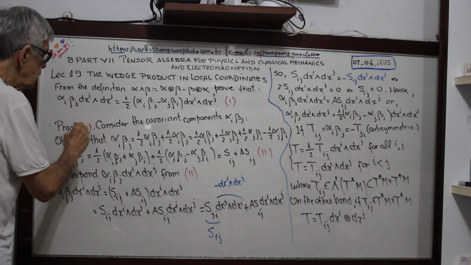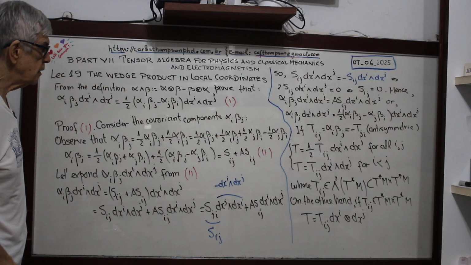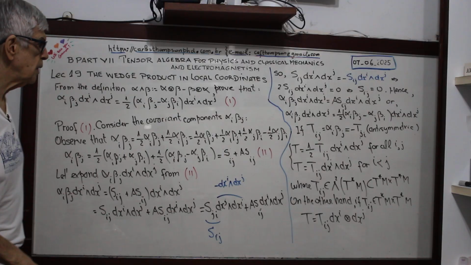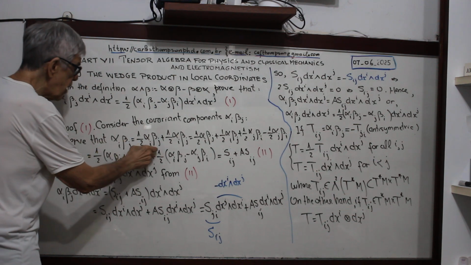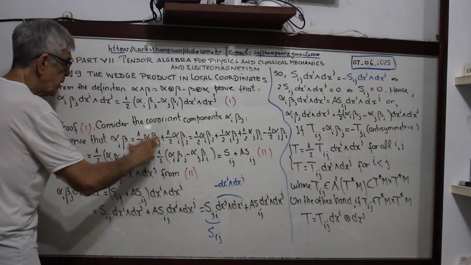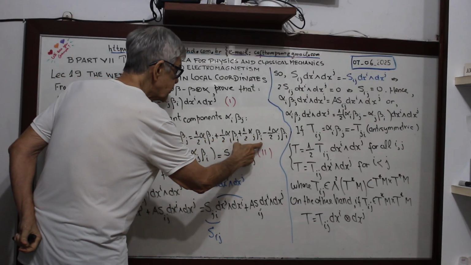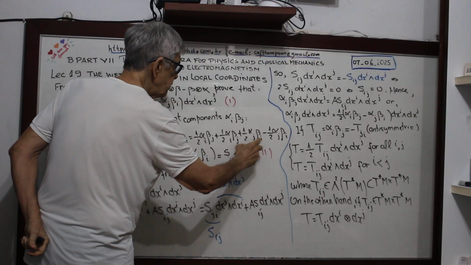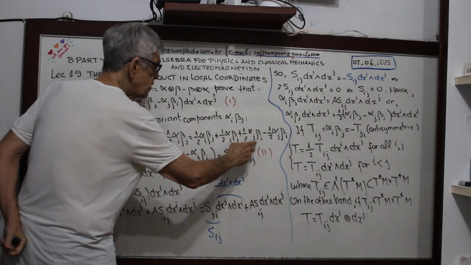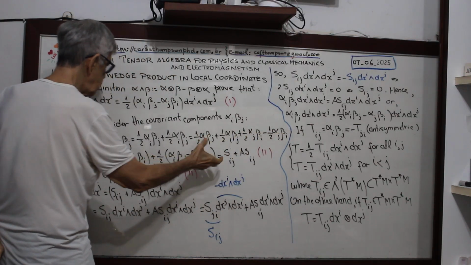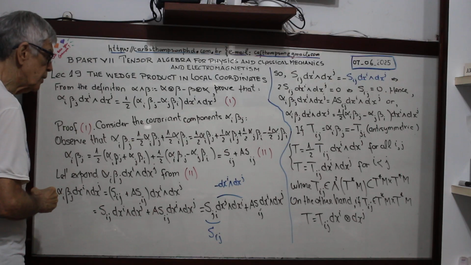Now let's prove it. Consider the covariant components alpha_i and beta_j. Observe that alpha_i beta_j is just 1/2 plus 1/2, which equals 1/2 plus 1/2 plus this term minus this term, where I just swap i and j. So this cancels, this adds, and I obtain the left hand side. This is just algebra.